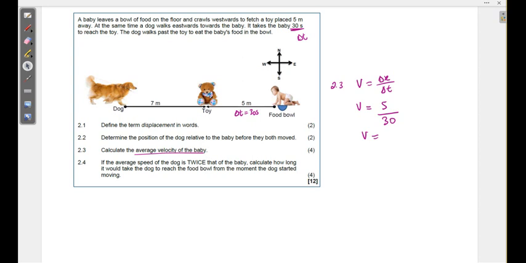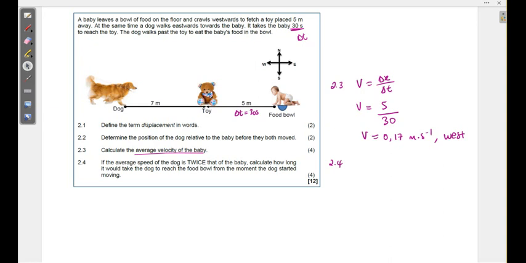So isn't it 1/6? 1/6 gives us 0.17. Perfect. But we must include direction because it's a vector, so we can say west. That is the velocity of the baby, right? Yes.